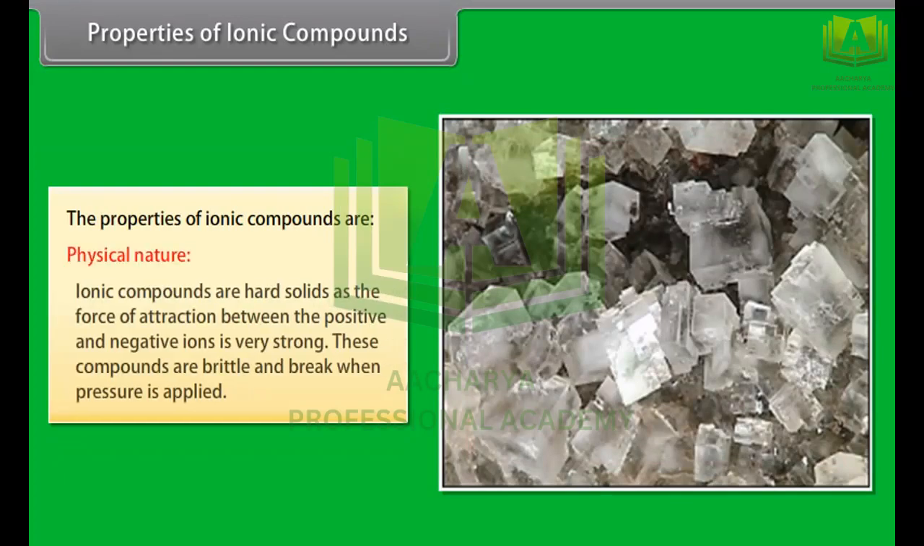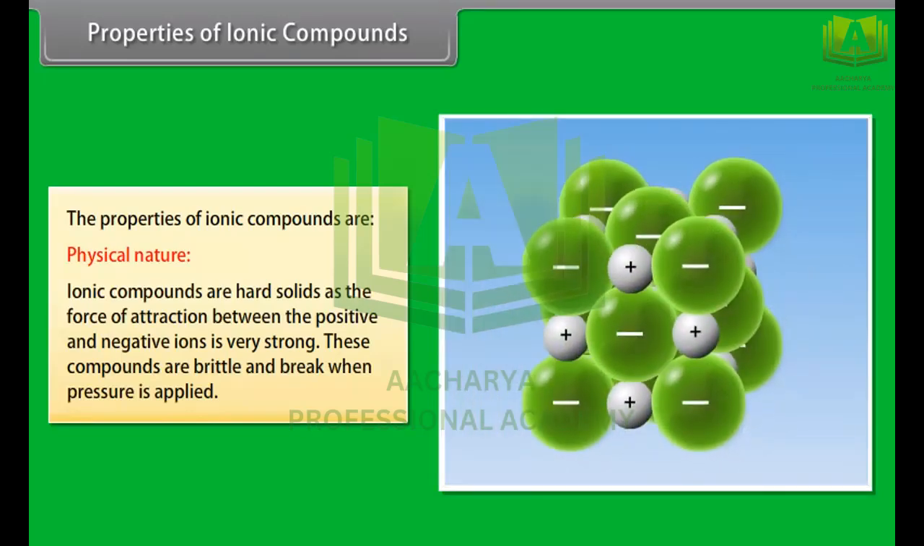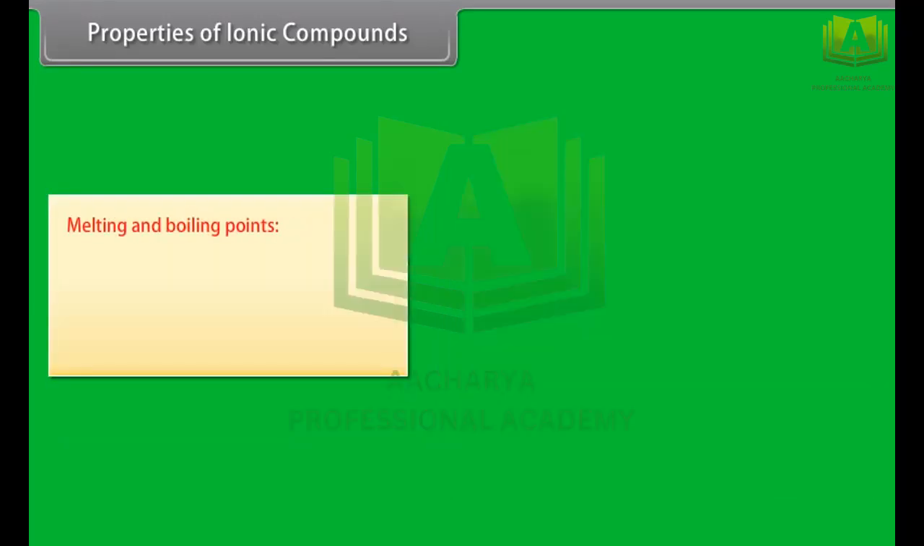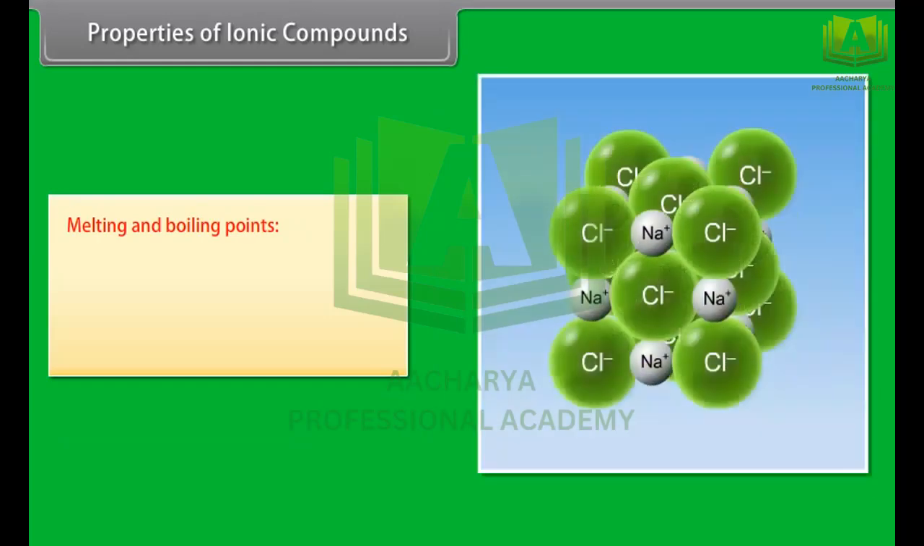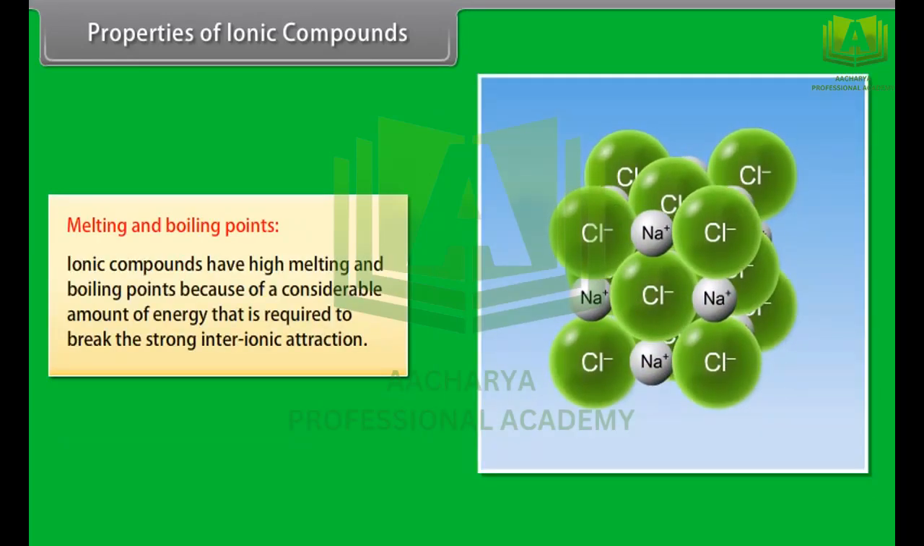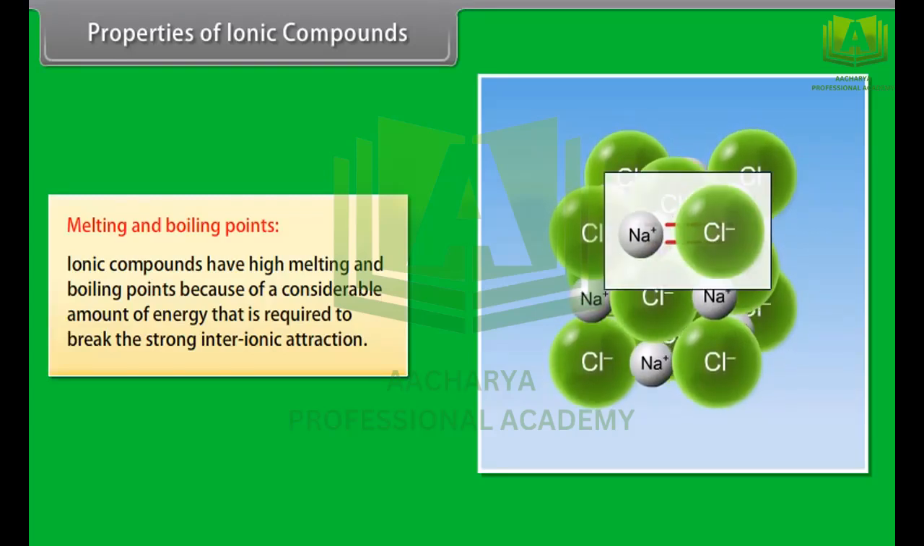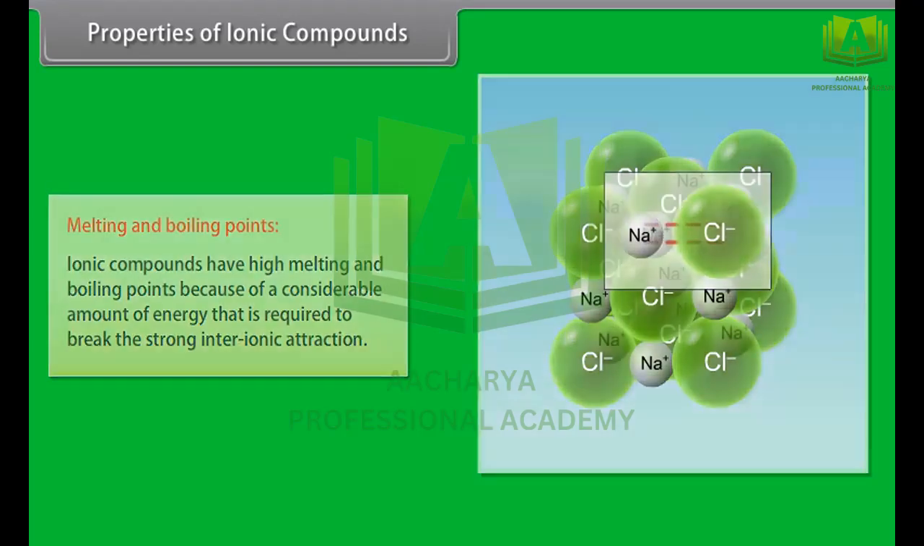Physical nature. Ionic compounds are hard solids as the force of attraction between the positive and negative ions is very strong. These compounds are brittle and break when pressure is applied. Melting and boiling points. Ionic compounds have high melting and boiling points because of a considerable amount of energy that is required to break the strong inter-ionic attraction.